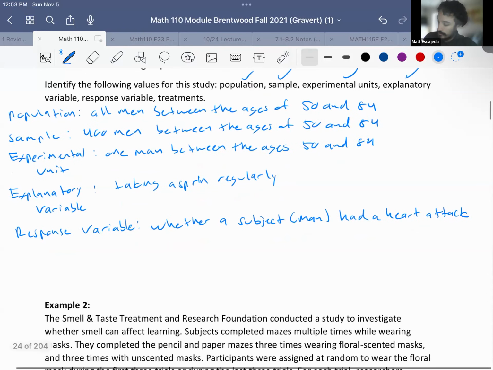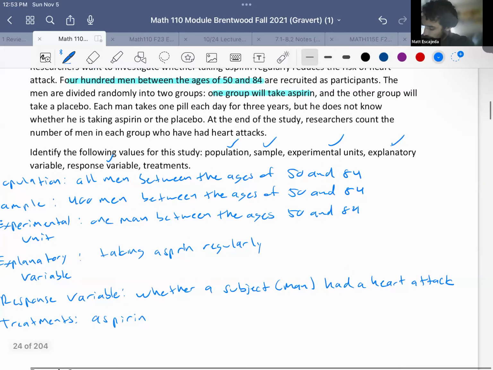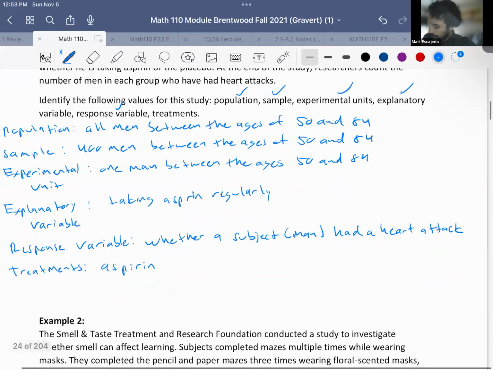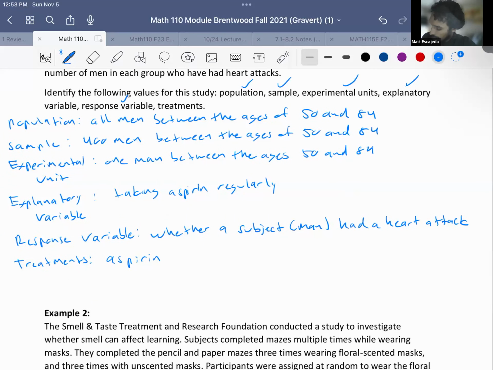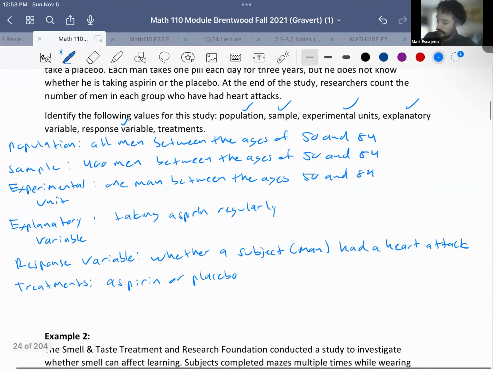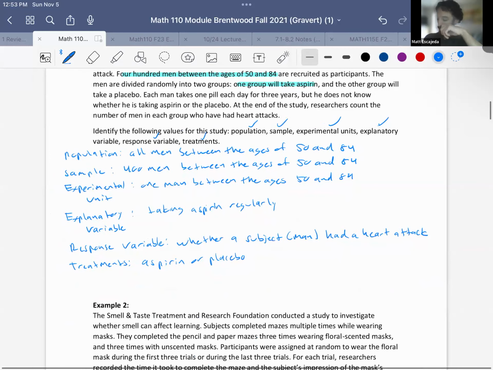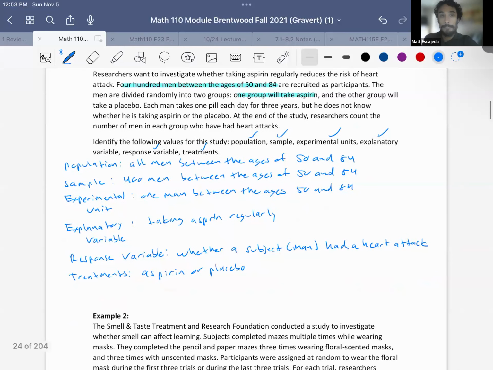The last one is treatments. Our treatments here are just taking aspirin or taking a placebo. So aspirin or placebo. That's pretty much it for example one. We just labeled all of these by reading the paragraph.